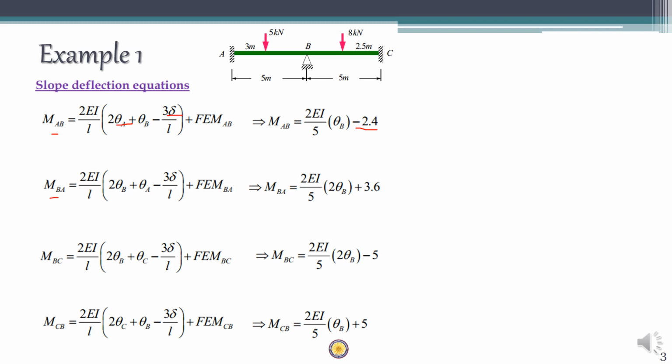Similarly, you can write the equation for MBA also. MBA is 2EI by L into 2 theta B plus theta A minus 3 delta by L. So for MBA it is 2 times theta B, and for MAB it was 2 times theta A. Here also theta B is unknown, however theta A is 0 and delta is also 0. FEM is positive 3.6. So substituting, we get a relation for MBA also.